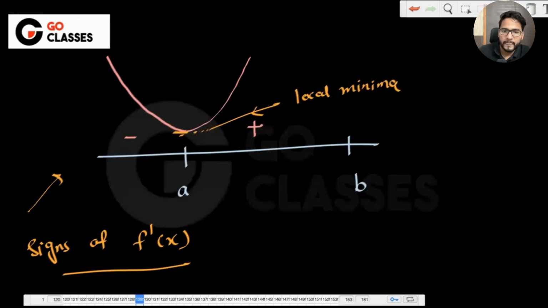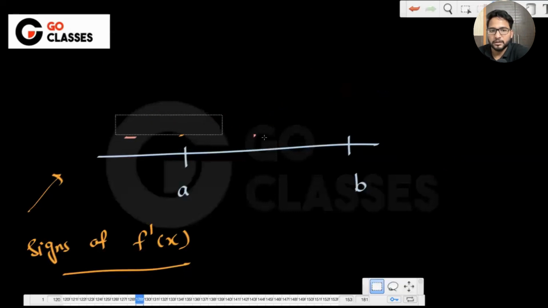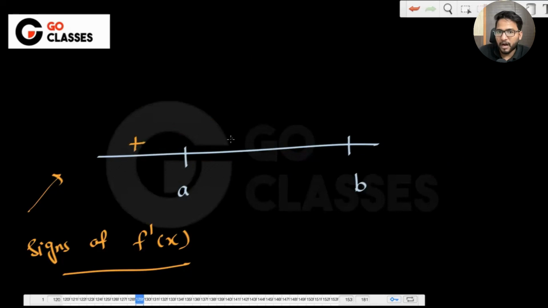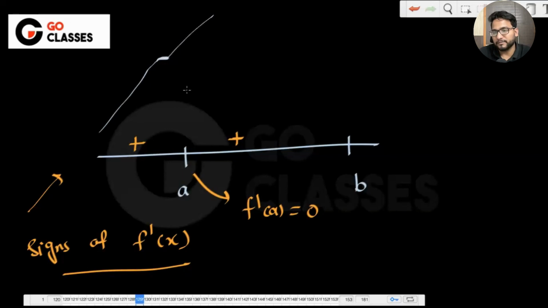And if I say that the function is behaving something like this, which means before that it is positive, after that also it is positive, but at a, f dash is zero, which means it was increasing. At a suddenly something happened. I will tell you what may happen. Suddenly the function became flat at a, and then again it started increasing.